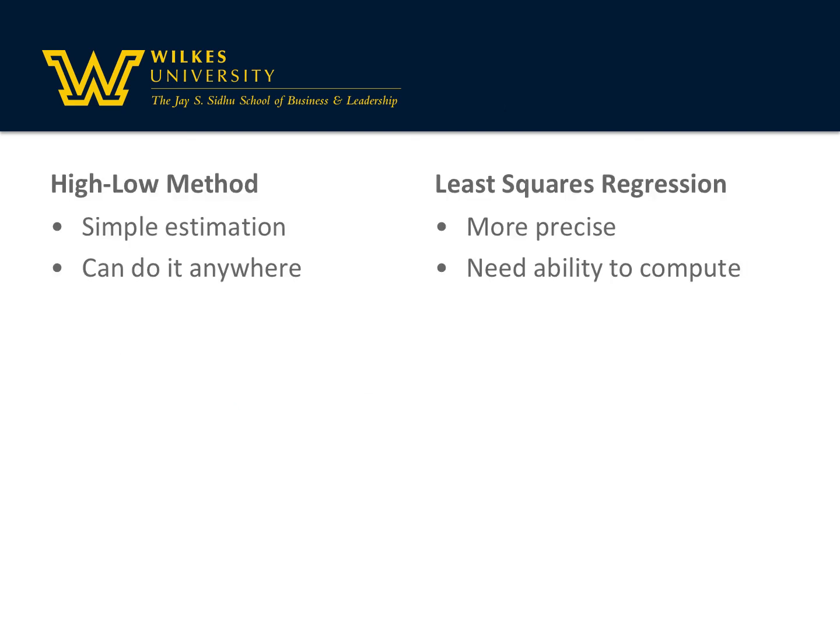In summary, the high-low method is simple and for quick purposes. Least squares regression is more precise and better for final decisions.